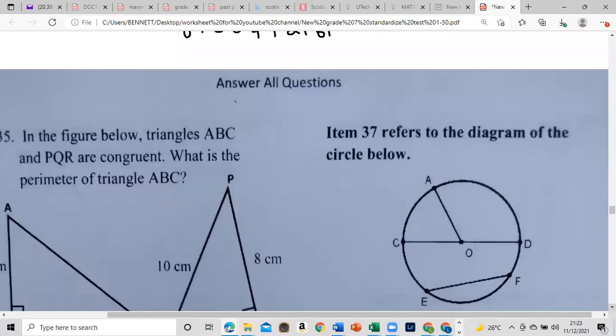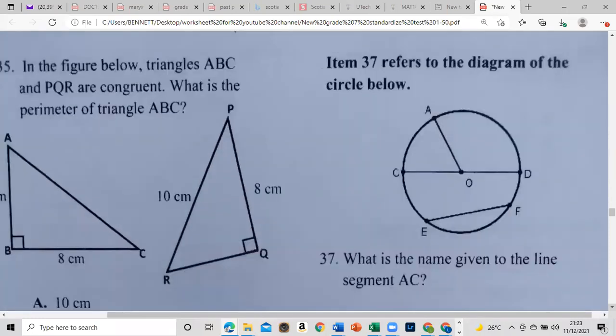What is the perimeter of the triangle ABC? So let's say they are congruent. So let us just investigate what information they give us. Some of the information is gone. This is actually 6.